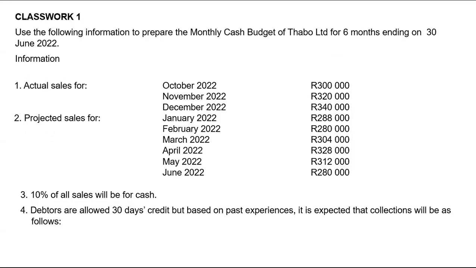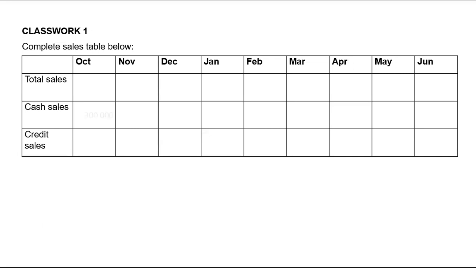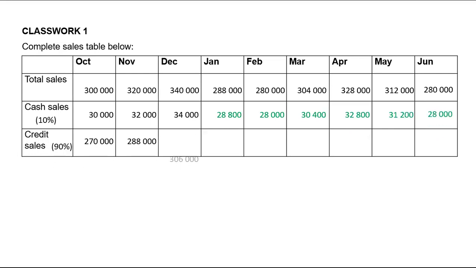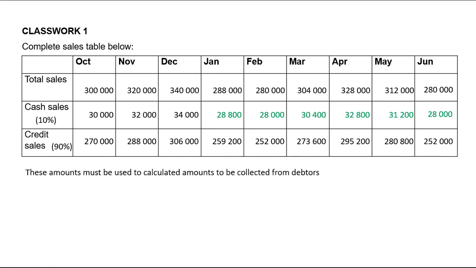Still on sales. Obviously, we know that 90% of those sales will be credit sales. I will simply separate the two for all the months that I have been given. So for now, I have all my total sales. I have already calculated my cash sales. Now I'm just going to calculate my credit sales, which is 90% of the total sales. But now credit sales are just credit sales. I'm owed these amounts, right?